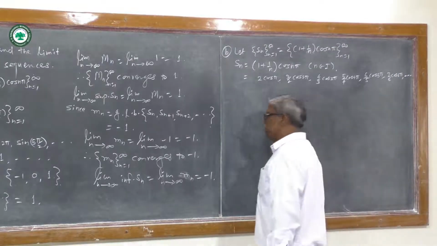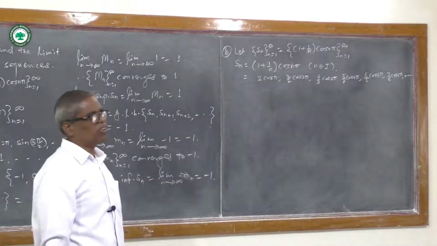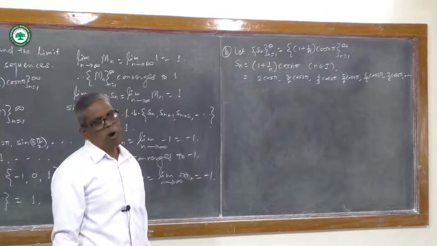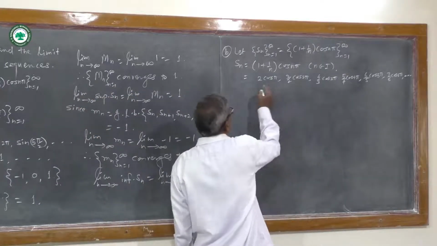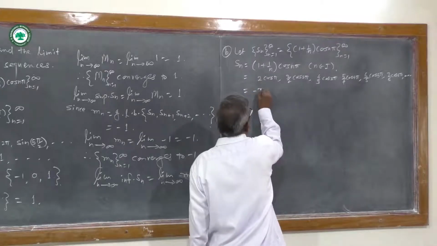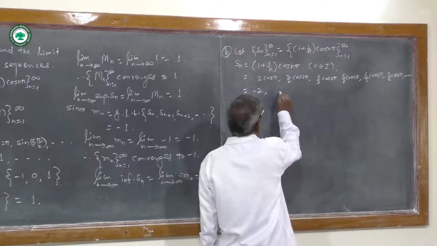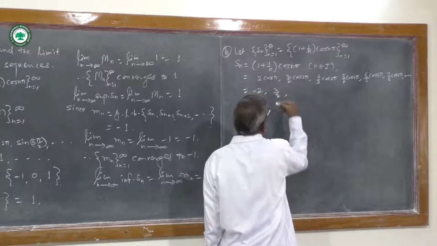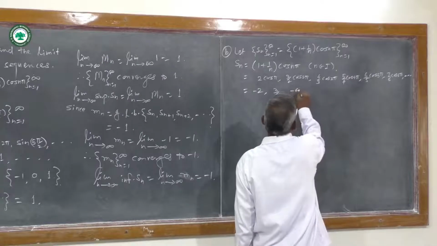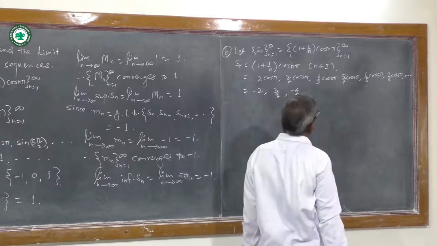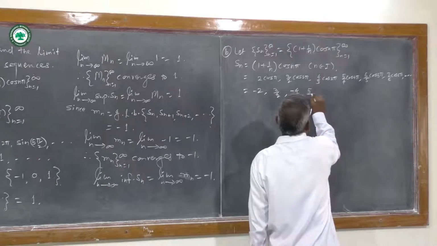But we know cos of even multiples of pi is equal to plus 1 and cos of odd multiples of pi is equal to minus 1. Cos pi is minus 1, it gives minus 2. Cos 2 pi is plus 1, it gives 3 by 2. Cos 3 pi is again minus 1, giving minus 4 by 3. Cos 4 pi is plus 1, giving 5 by 4.